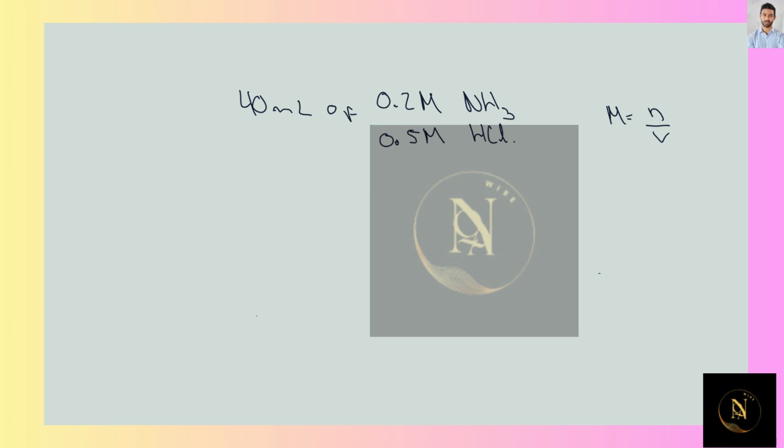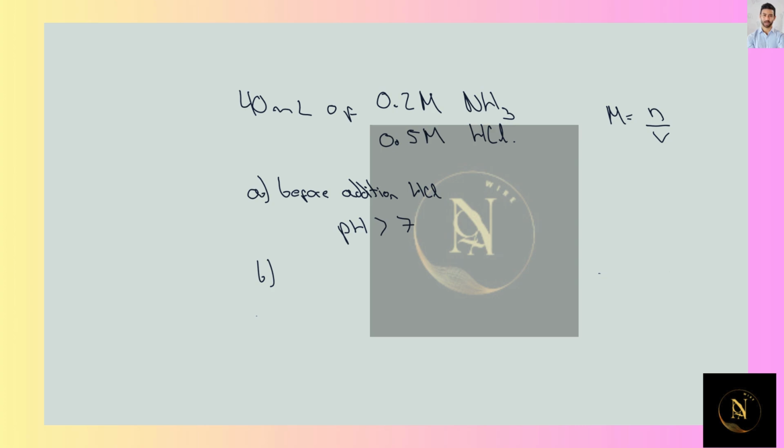So for part A, we're asked to find what is going to be the pH before addition of HCl. In this case, we're going to have a base, so the pH needs to be higher than 7 directly, because we're going to have a basic solution due to the equilibrium coming from NH3.